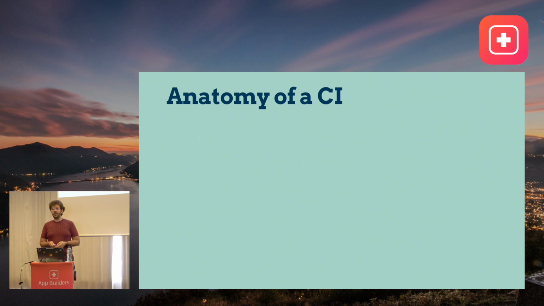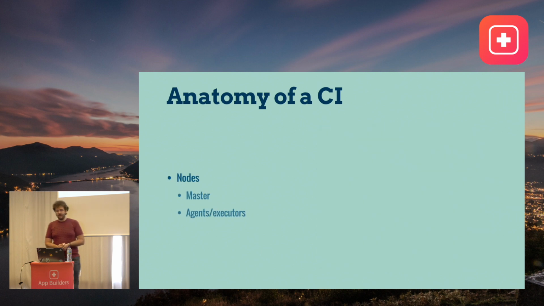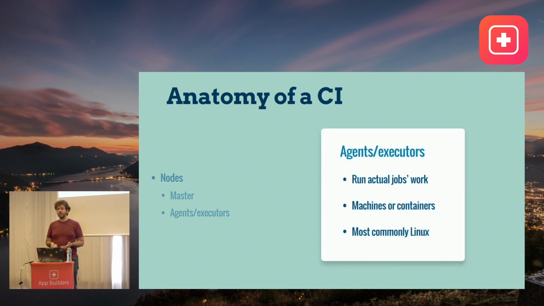Now, we talked about the CI services, but how does a CI look when you're working with it? A CI is generally made up of nodes. There's a master node, and there's executors or agents. The master node is simply the node that orchestrates the jobs, where the jobs are scheduled, and it decides you do that, you do that, you do that. It's basically the manager. And then there are agents and executors, which are the actual nodes that are generally a bit more grunty, that have the task of running stuff.